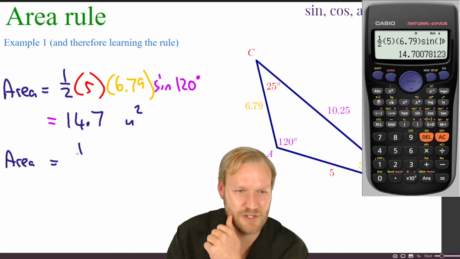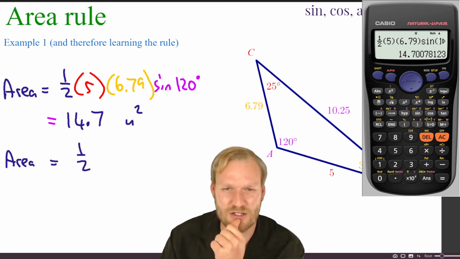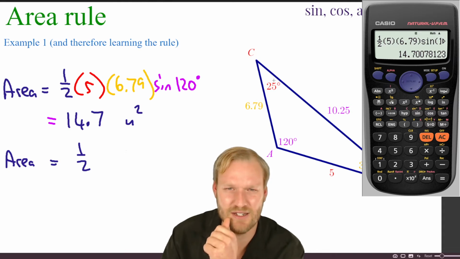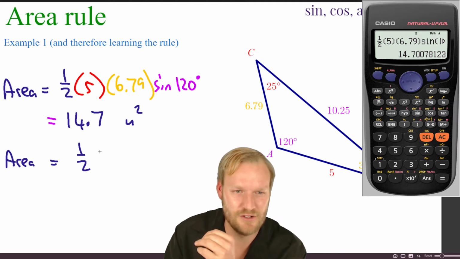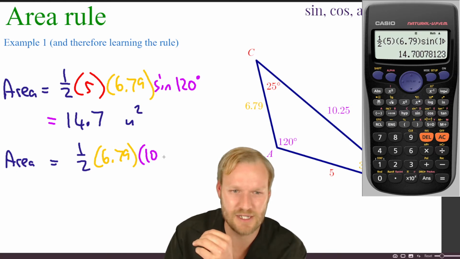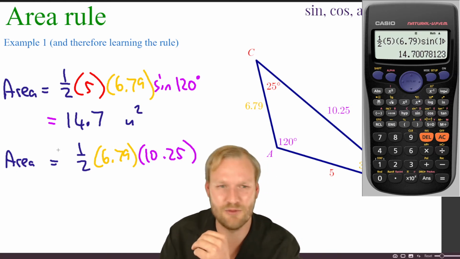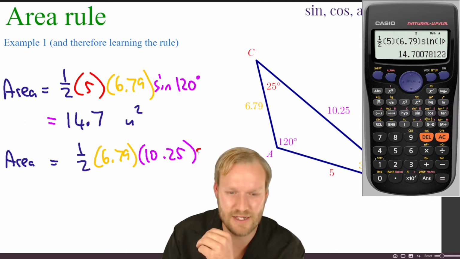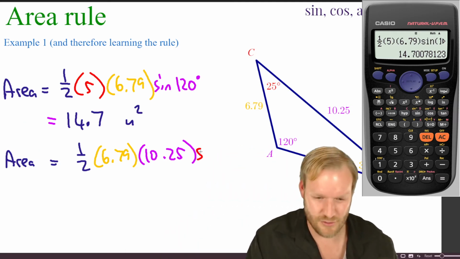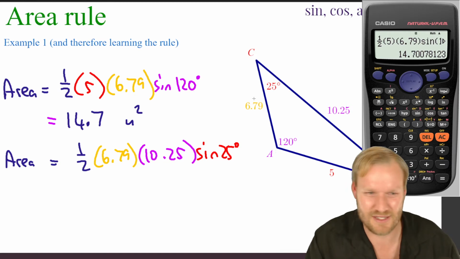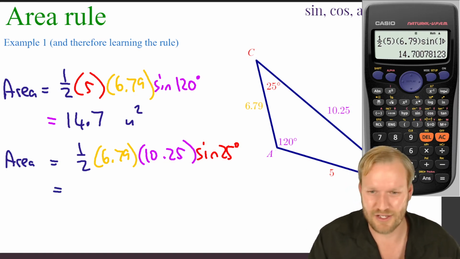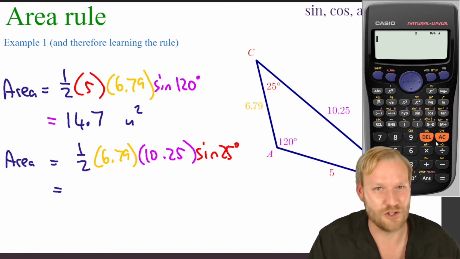So I'm going to do the next one together, and let's say our angle we're going to look at as C. So we're going to look at the two sides next to it. So we're going to go a half of, doesn't matter the order, of course, 6.79 times 10,25. And we're going to multiply that by sine of 25 degrees, because that's the angle in between. So you see that idea? It's those two sides and the angle in between. And into the calculator it goes, and what do you get?